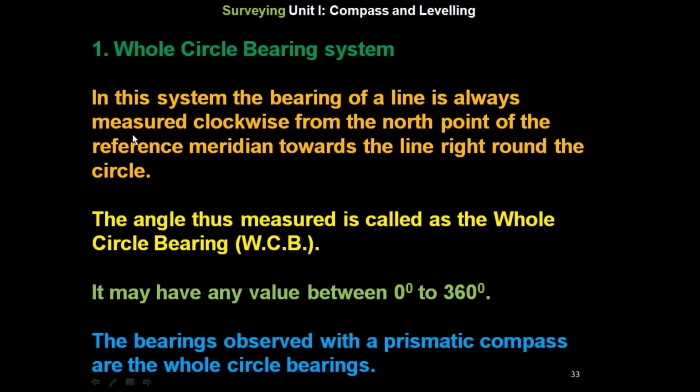is always measured clockwise from the north point of the reference meridian towards the line right around the circle. The angle thus measured is called as the whole circle bearing, that is WCB. It may have any value between 0 degree to 360 degree. The bearings observed with a prismatic compass are the whole circle bearings.